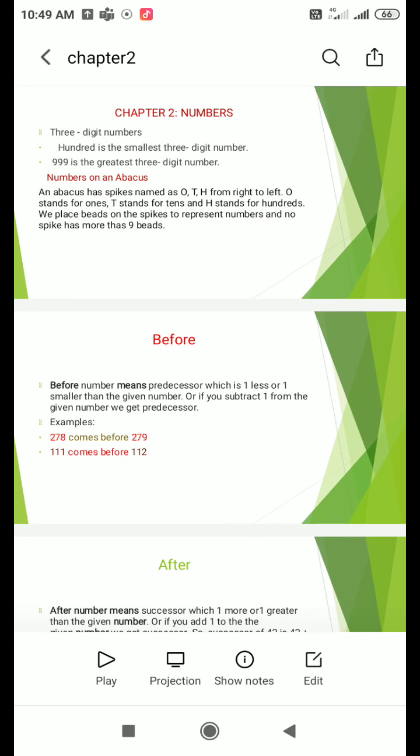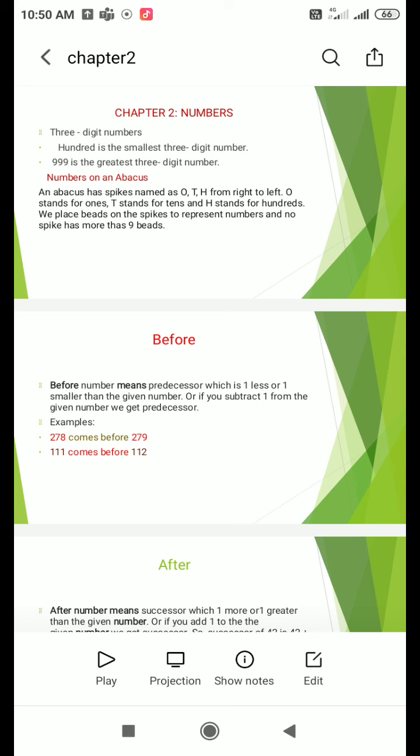Numbers on abacus means we want to represent a number on an abacus. For that we use 3 spikes named O, T, H from right to left. O stands for ones, T stands for tens and H stands for hundreds. We place beads on the spike to represent numbers and no spike has more than 9 beads. If we want to represent 5 on abacus, we put 5 beads on the ones place spike.